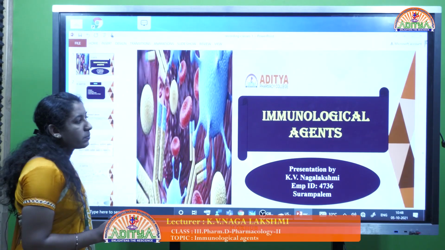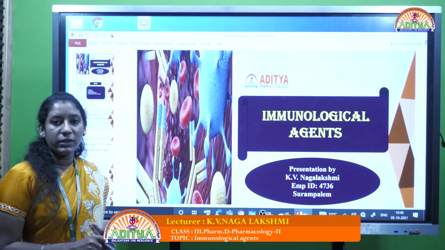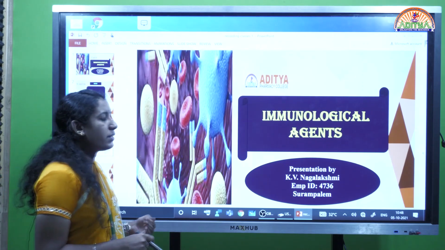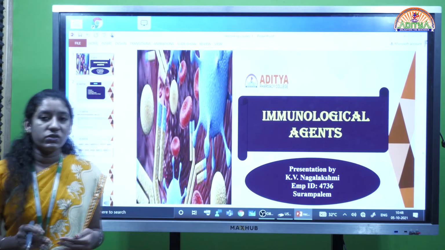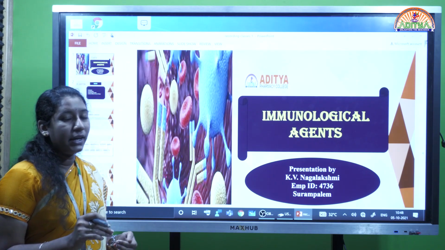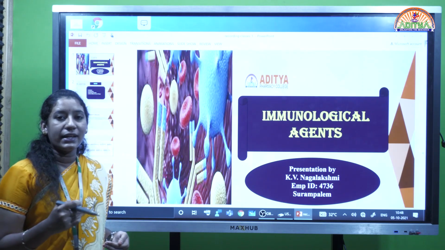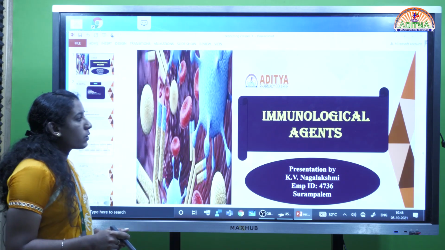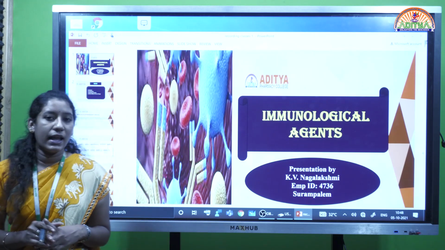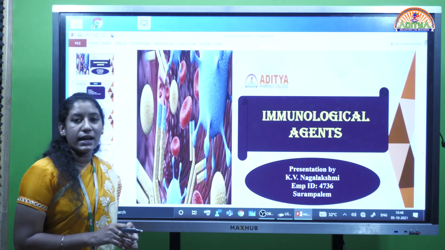Immunological agents. Before going into this topic, we need to know what immunity is, what the types of immune system are, and how the immune responses are mediated. Immunity is nothing but the resistance developed by our body against disease-causing pathogens. There are two types of immunity: innate immunity and adaptive immunity.